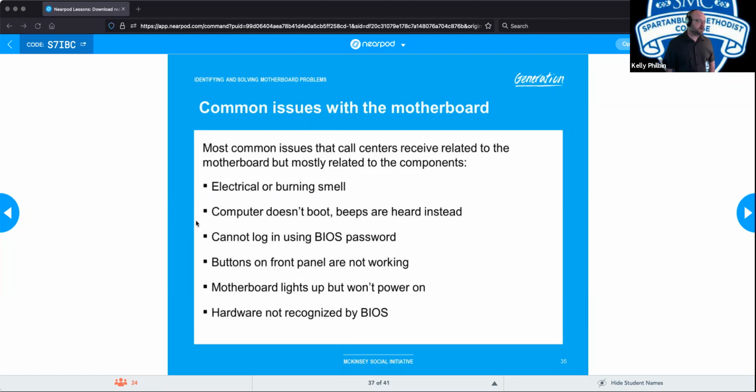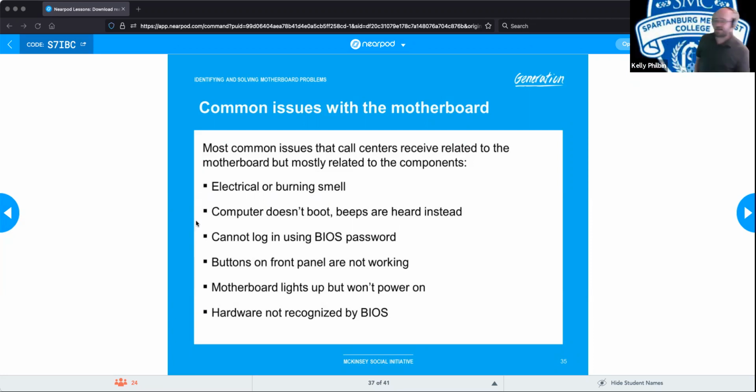Motherboard lights up, but won't power on. Thoughts? Power connector may not be in all the way. You're getting a little bit of juice, but not enough to actually get it going. You might have forgot to plug in the CPU power supply like we had seen earlier today. Remember, it's the 20 plus 4, and sometimes that 4 is disconnected and plugged in somewhere else to power the CPU. So there may be cases like that.